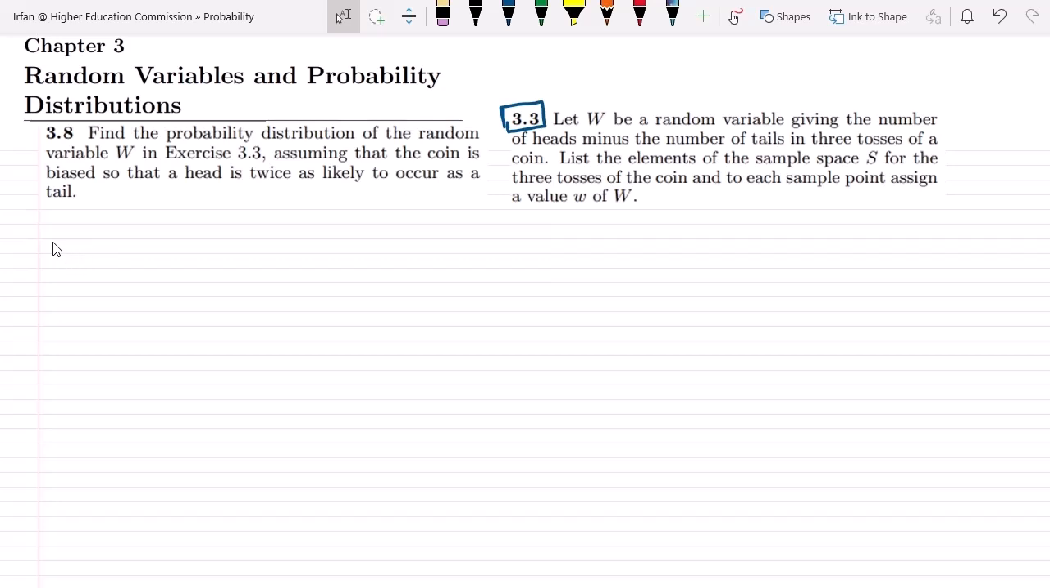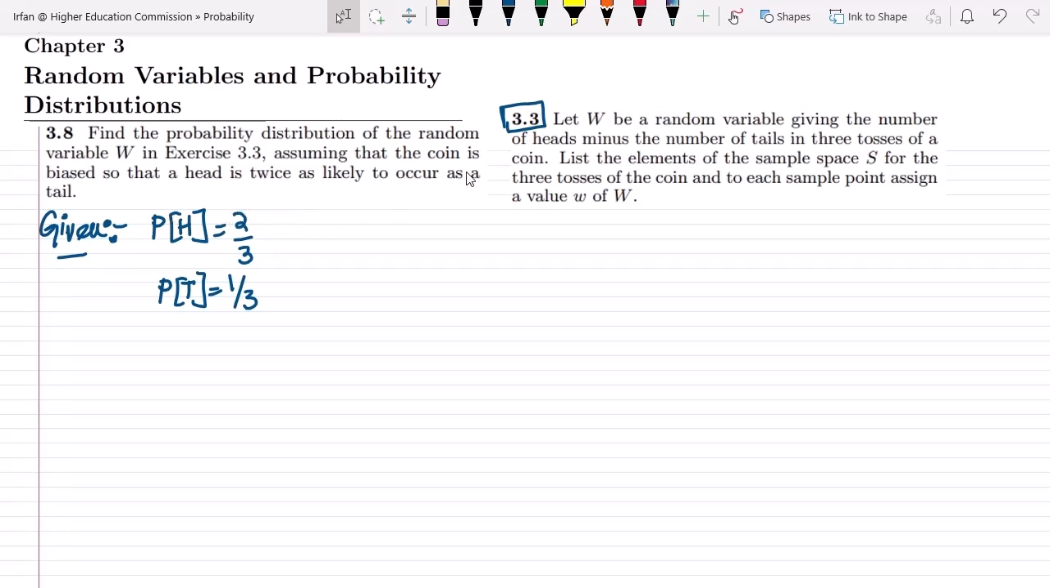Let me first write the given data. The probability of heads is twice as likely as that of tails, so I have to make 3 slices of the total probability, and out of these 3 parts, 2 will be given to the heads and only 1 to the tail. So that would be 2 by 3 plus 1 by 3 equal to 1, which is the primary rule of probability. I have written it here, and this is the given data.